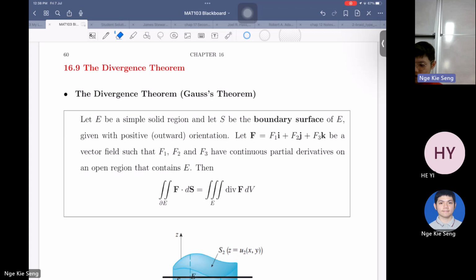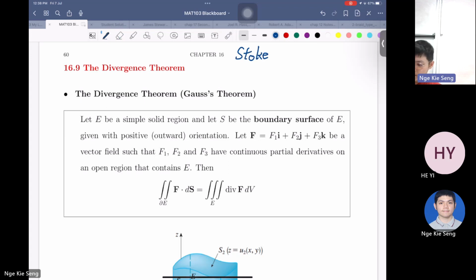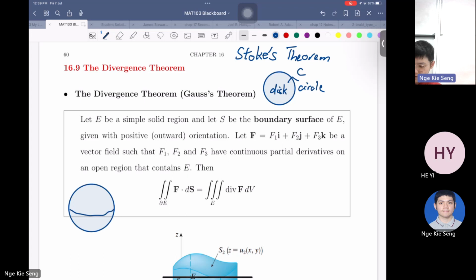So in your mind, some simple examples you should keep. Just now, Stokes theorem: you have a simple closed loop, a circle, which bounds a disk. In the divergence theorem, you should think of a closed 2D surface, a sphere, which bounds a ball.